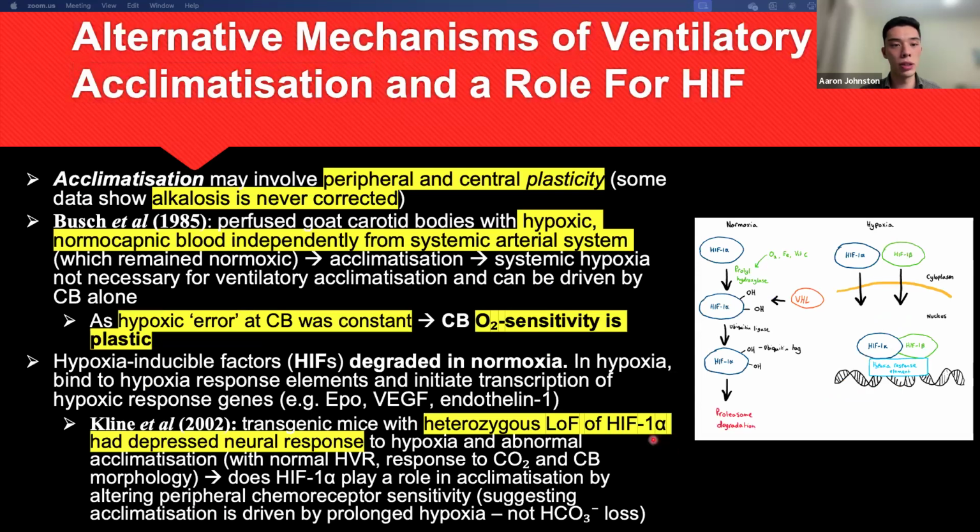Now, I said that I was going to mention some other mechanisms of acclimatization. Again, the main one that you should be speaking about in your essays is renal bicarbonate loss. However, there are other theories. A few of these theories converge on this idea of plasticity, at the level of both peripheral and central receptors. This is based on some data that suggests that alkalosis experienced either in the blood or in the CSF is never actually corrected, so the error signal being experienced by the central chemoreceptors is never actually changing.